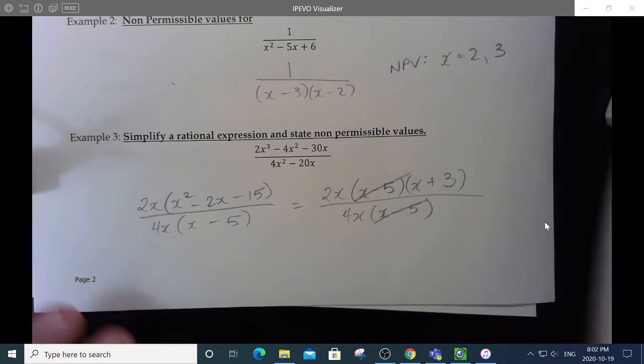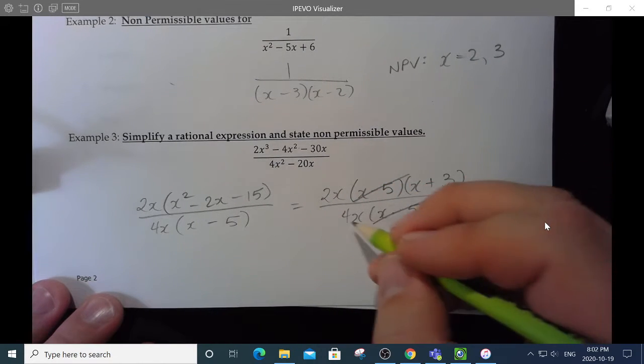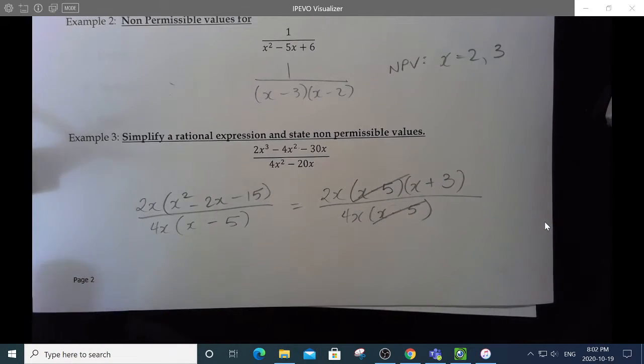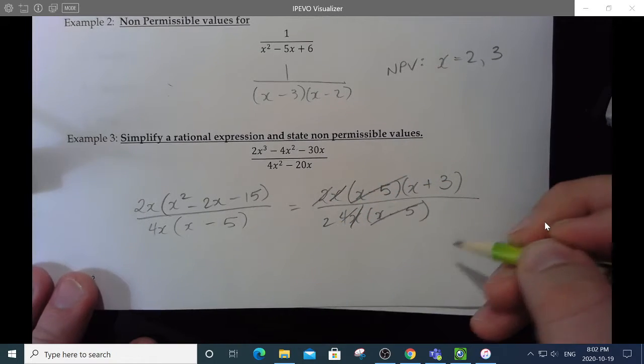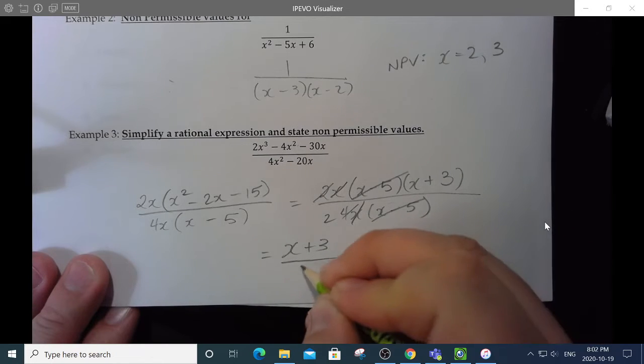So it doesn't matter. If I told you what x was as a number and you times all this out and then divided by all this, it wouldn't matter if you did this divide first. Keeping that in mind, x divided by x is also 1, and 2 goes into 4 twice. So this whole thing simplifies down to x plus 3 over 2.